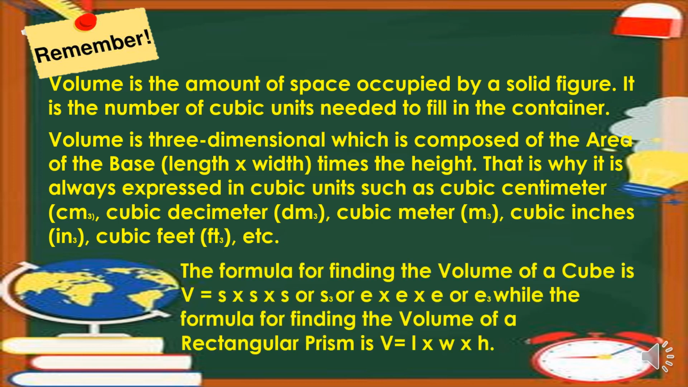So the formula for finding the volume of a cube is V is equals to S times S times S, or S cubed, or edge, which is E times E times E, or E cubed. While the formula for finding the volume of a rectangular prism is V is equals to length times width times height.